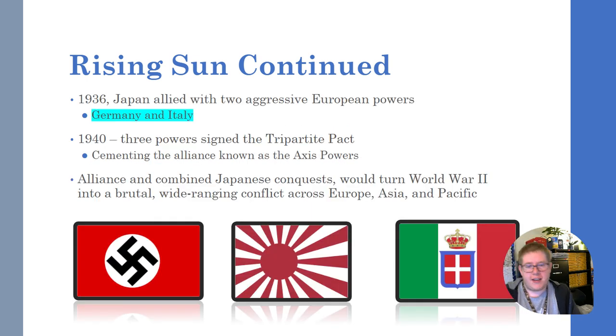Jumping back a little bit, in 1936, Japan is going to ally with two aggressive European powers, Germany and Italy. By 1940, they'll sign the Tripartite Pact, cementing their alliance known as the Axis powers. This alliance and combined Japanese conquest would turn World War II into a brutal, wide-ranging conflict against Europe, Asia, and the Pacific. We'll talk more about that next chapter.